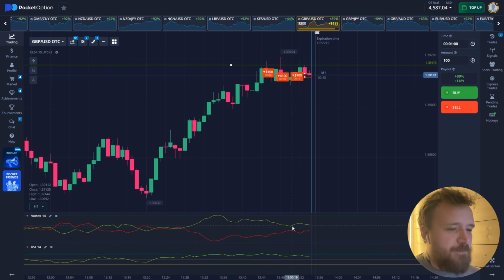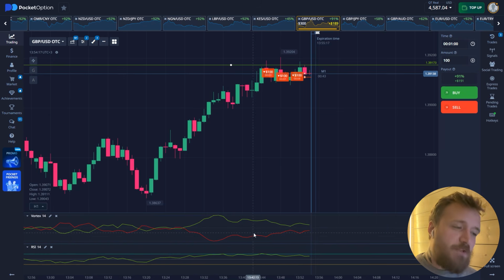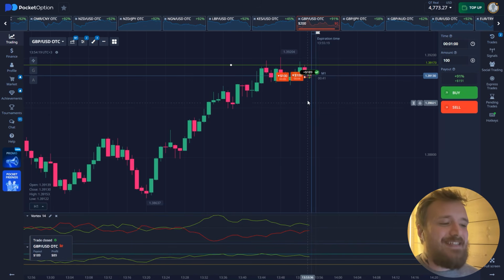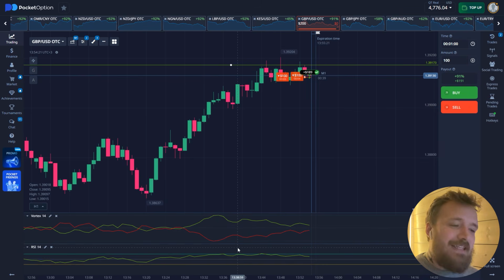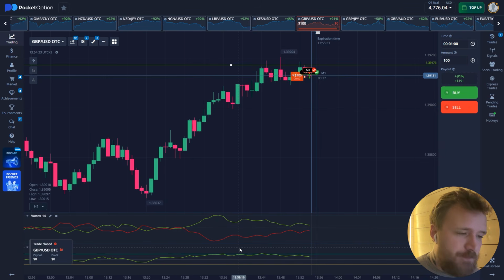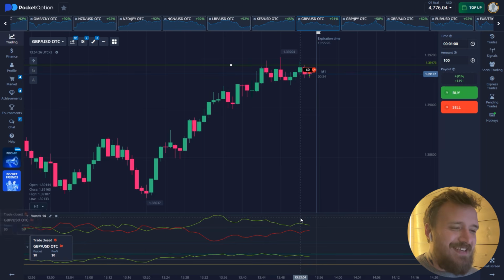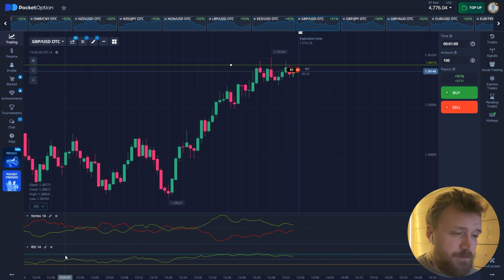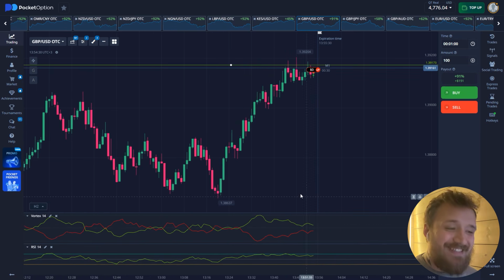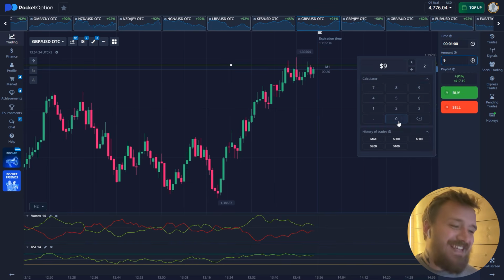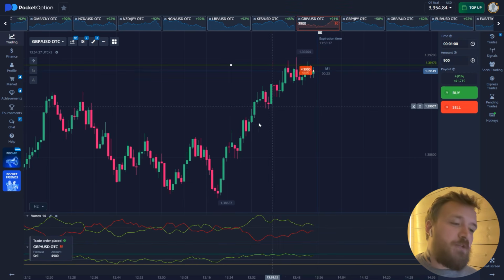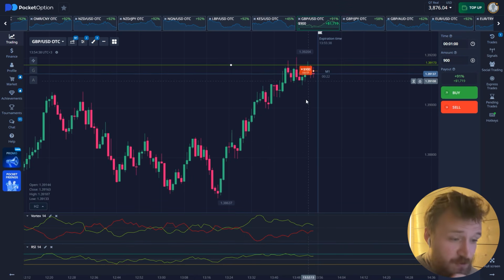Look at the Vortex. The red line is below the green, so the trend is indeed upward, but the lines are narrowing. We'll likely see a trend reversal here. On the RSI, the line is at the 70 mark. 1 trade, close in profit, the other in a loss. But we'll open a position for 900 to recover.